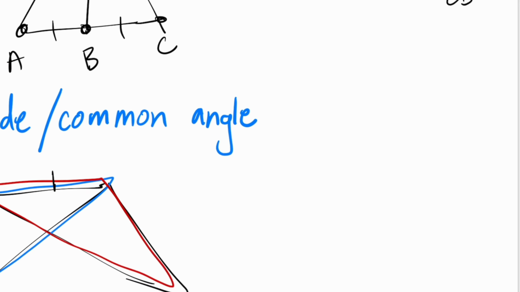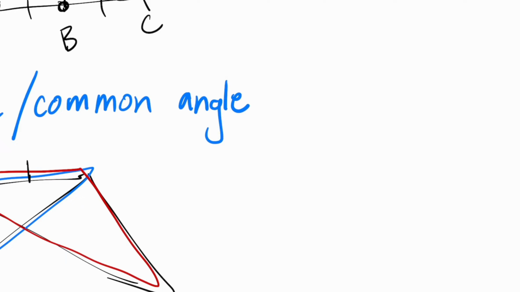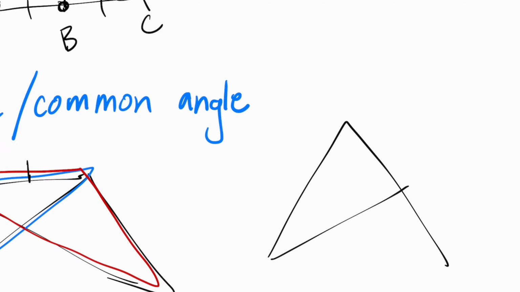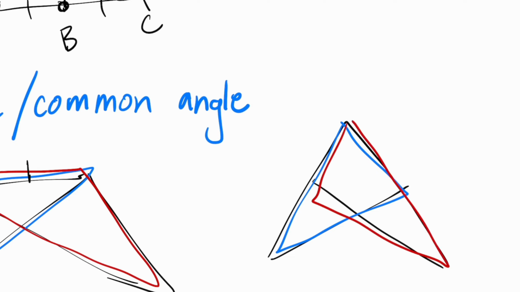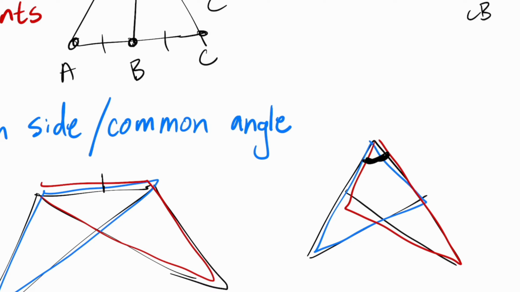Same goes for a common angle. Sometimes you have two triangles that overlap, something like this, where the blue triangle, say here, overlaps with this red triangle here, and they share that angle in common. So you can say that that angle is congruent for both the blue triangle and the red triangle. It's like it's congruent to itself.